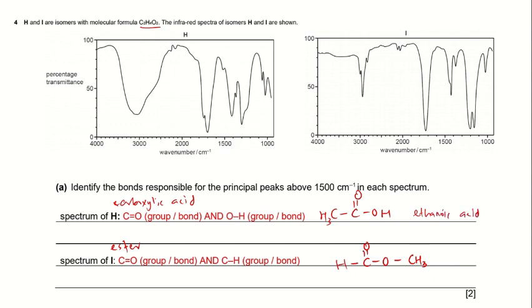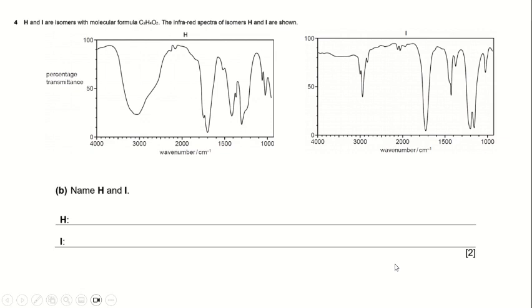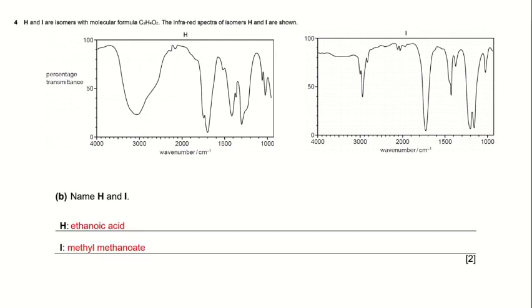So I is this ester. The name of this ester is methyl, because this is from the alcohol, and here from the carboxylic acid, from methanoic acid. So methyl methanoate is the name of this ester. Part B of this question asks us to name H and I. H is ethanoic acid, I is methyl methanoate. So that is the end of this discussion.